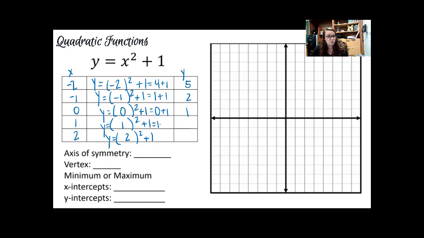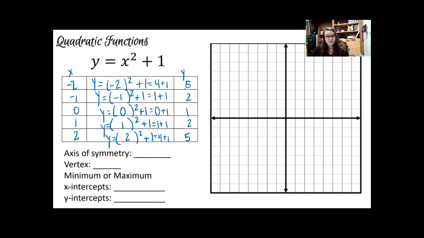1 squared is 1, plus 1 is 2. Ooh, another 2. 2 squared is 4, plus 1 is 5. This looks kind of cool how it went 5, 2, 1, 2, 5. We'll notice something about that when we graph it. We've now got 5 points to graph.